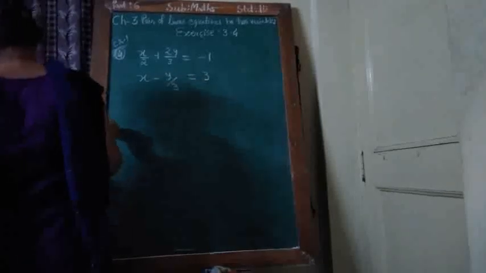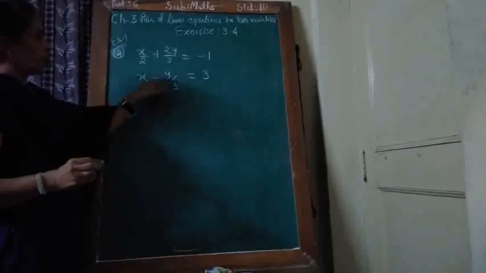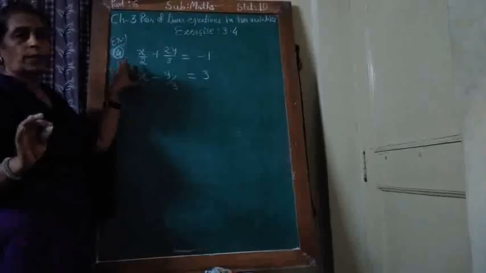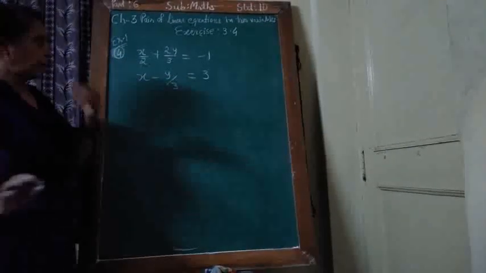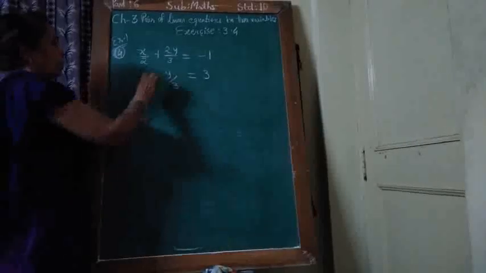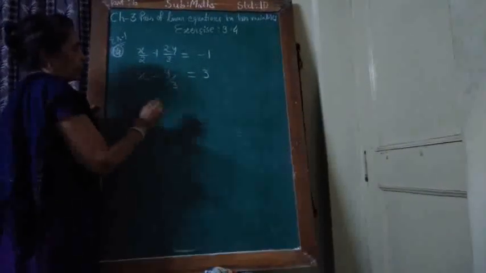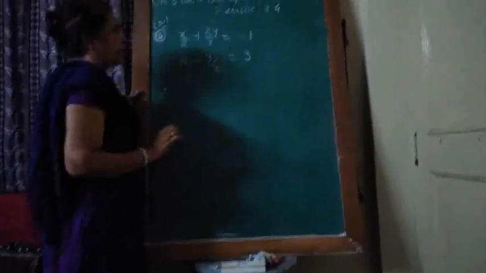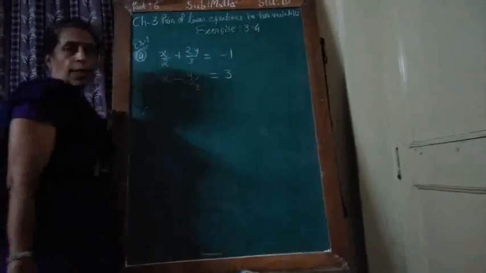X upon 2 plus 2y upon 3 is equal to minus 1. X minus y upon 3 is equal to 3. Okay. So here see both variables are in the numerator. So this pair of equations in two variables is called a linear pair of equations. And here you have to take LCM, and you want to cancel the denominator. 2 times 3 is 6, 6 is the LCM. So I take 6 LCM on both sides.